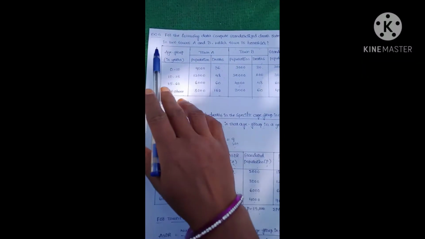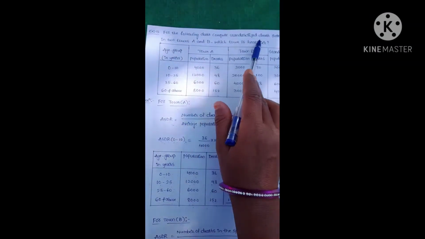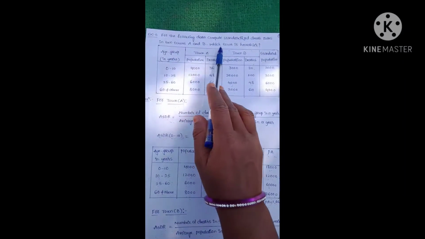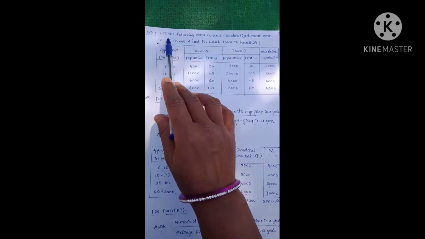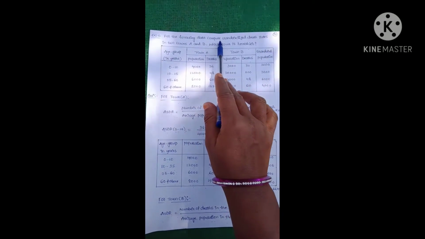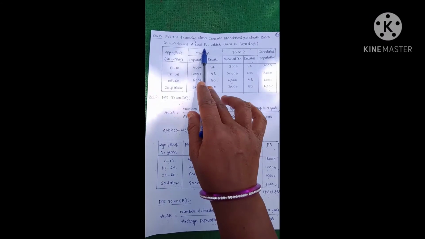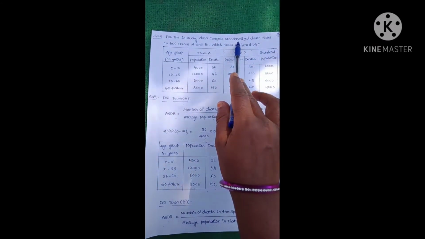See the first example. Example 1. For the following data, compute standardized death rates in two towns, A and B. Which town is healthier? Here two questions are there. The first question is, for the following data, compute, means calculate, what we have to calculate? Standardized death rate in two towns, town A and B. We have to calculate town A and B, their standardized death rate, STDR.